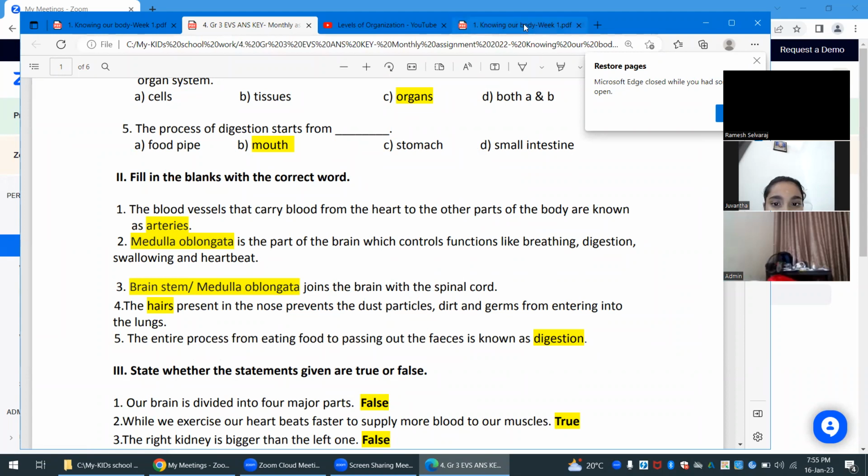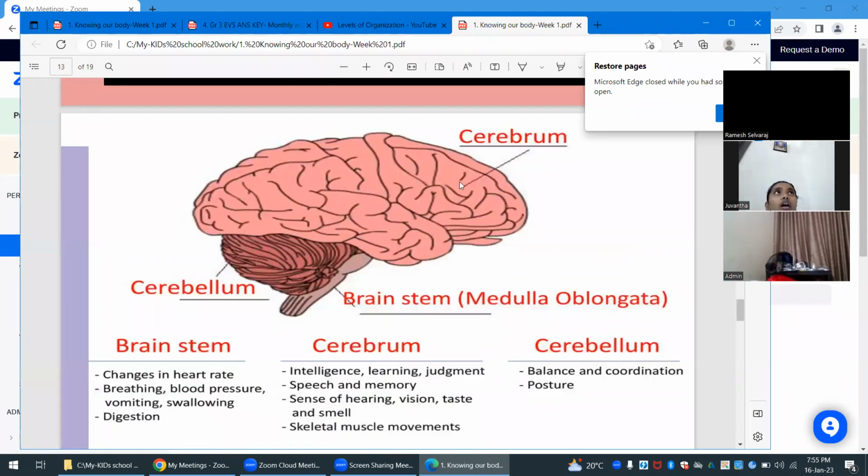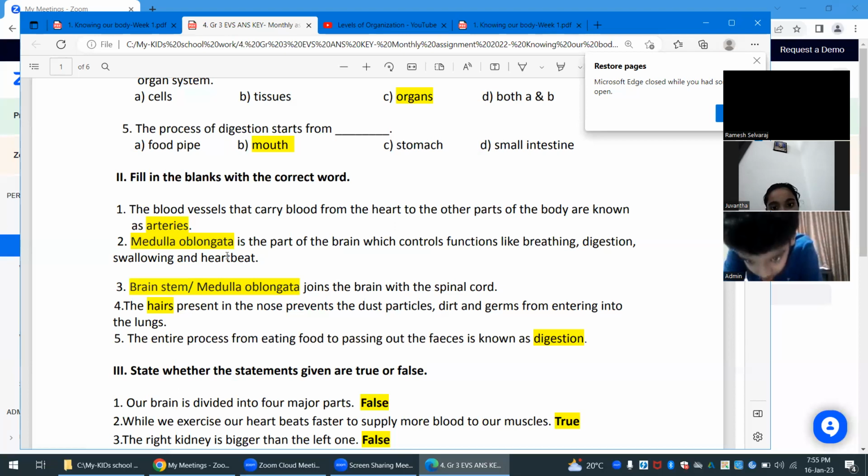Which one is controlling the digestion, blood pressure, vomiting, swallowing? Brainstem or medulla oblongata. Correct. If someone is asking you, your intelligence, learning, judgment, all these things is controlled by which part of the brain? What would be your response? Cerebrum. Right. If someone is asking you to answer like a balance, coordination, and posture, these things are functions of which part of the brain? What would be your response? Cerebellum. Right. So these are the questions they would be asking. You can easily answer it.